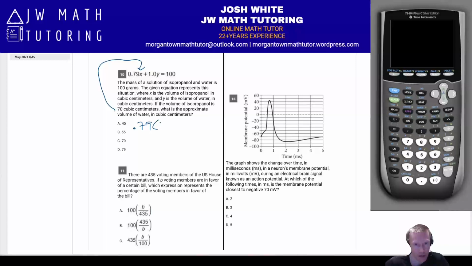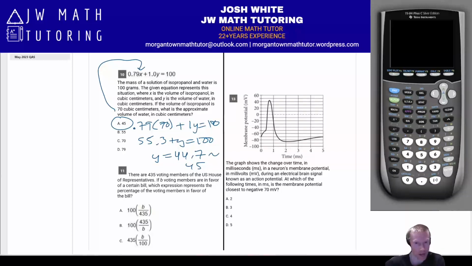So 0.79 times 70, and then just 1.0, which is just 1, times Y equals 100. If you solve this out, it's 55.3 plus Y equals 100. Y is going to equal 44.7. But notice here in the question, it asks what is the approximate volume? So approximately 45 cubic centimeters. Letter A is going to be your correct answer.